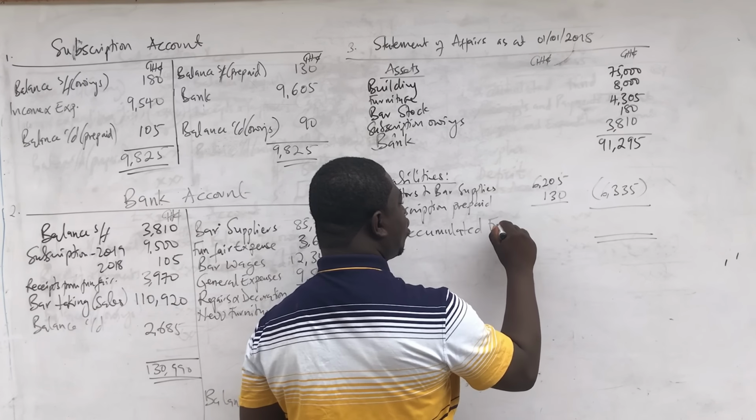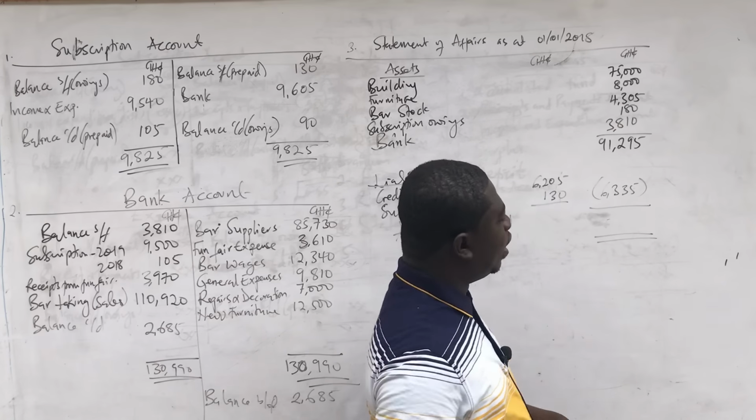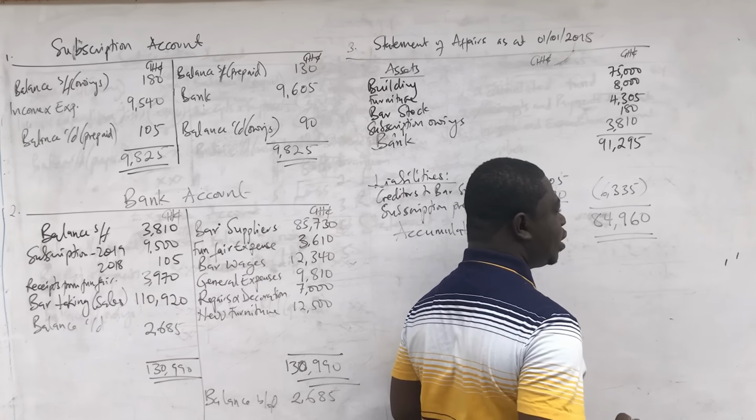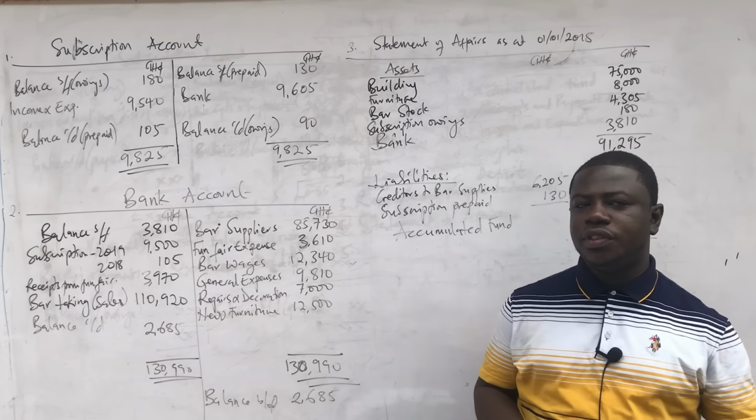So this time we are not calling it capital. We are calling it accumulated fund. And the value is 84,960. So that is our accumulated fund from the question that we have just solved.